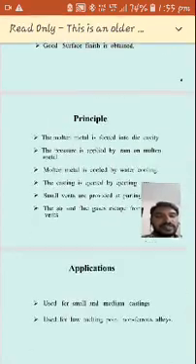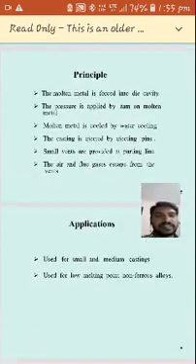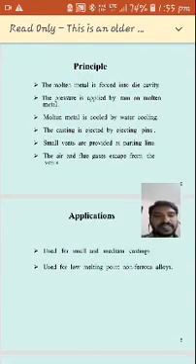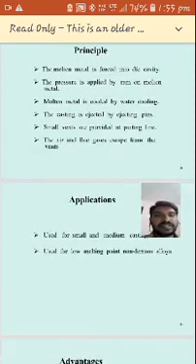Now, what are the principles involved in the die casting method? Here molten metal is forced into the die cavity. The pressure is applied by a ram on the molten metal. The molten metal is cooled by water cooling.